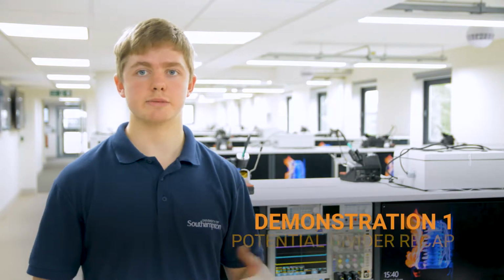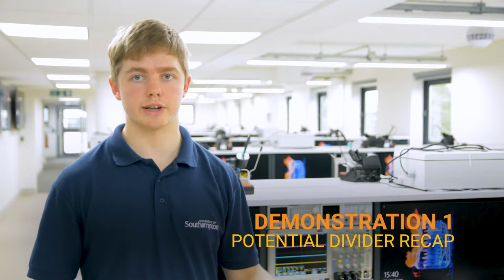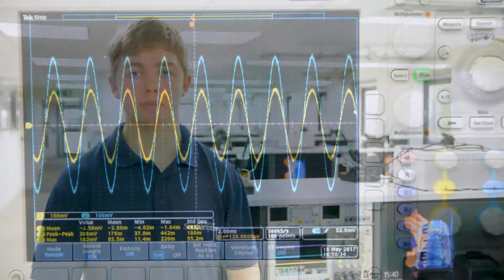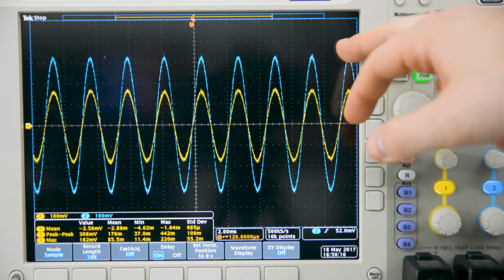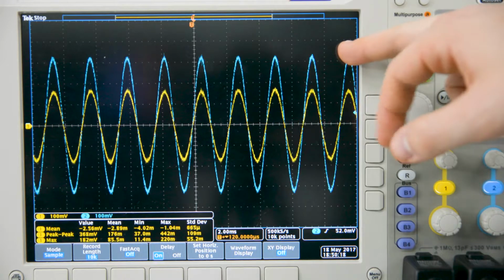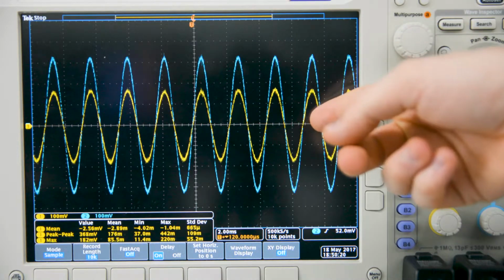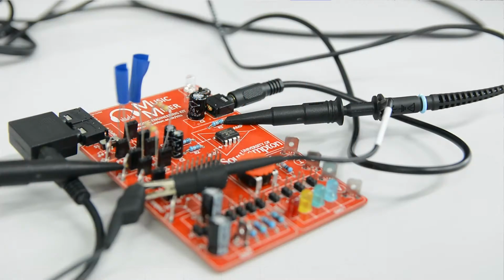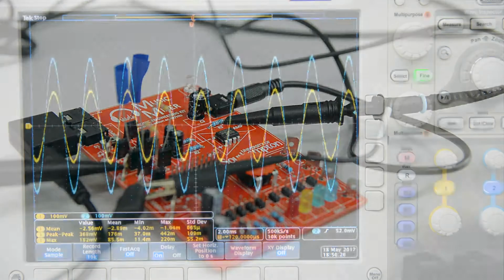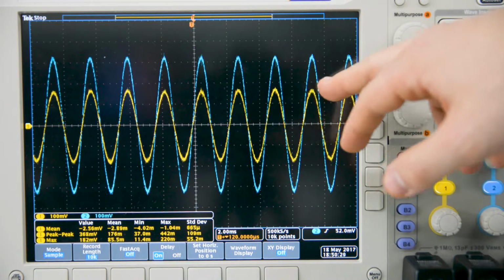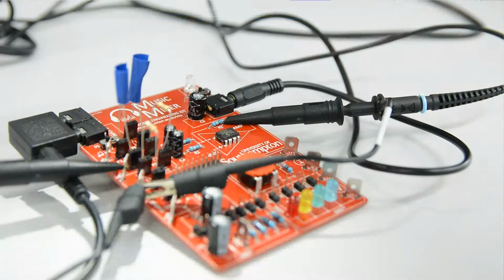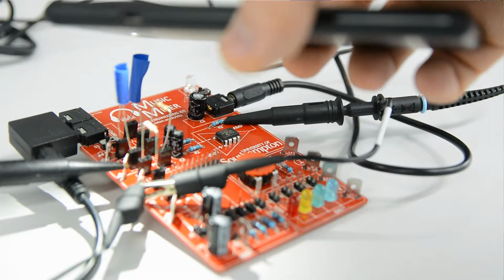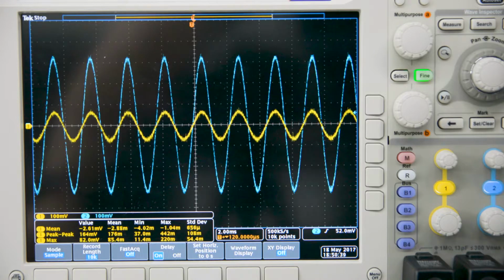We'll start off with a simple demonstration to recap what you've already covered at A level, and that is what a potential divider does. So the blue trace just shows the raw signal input at the top of the potential divider, and the yellow trace shows the output of the potential divider. Now we see with no excess light on it, the output is still relatively high compared to the input. But if we shine a light on it, we see that the output shrinks, as we'd expect.